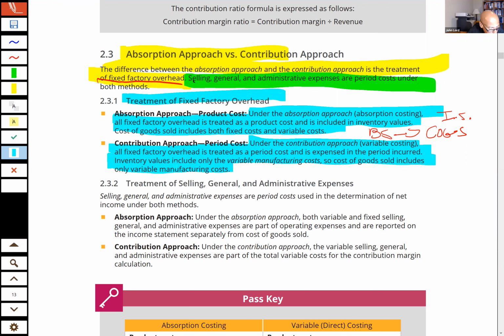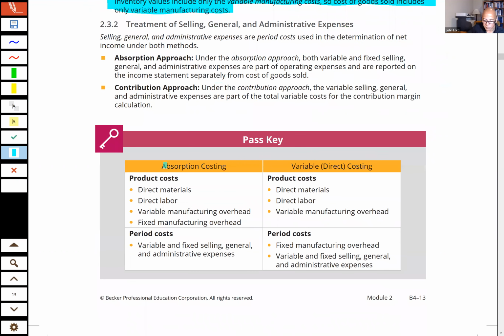Now I want you to flashcard this right here, because this does get a little bit confusing, and I understand that. They've made this a little bit too tricky, in my opinion. Fixed manufacturing overhead is a product cost under absorption. It is a period cost under variable, direct, or contribution approach, whatever different names they want to call it. If you look at the rest of this table, everything else is treated exactly the same.